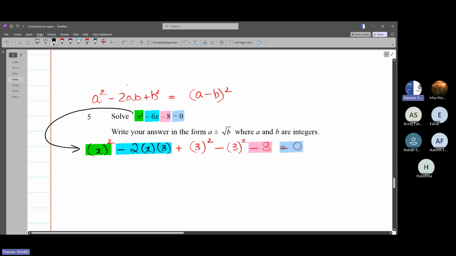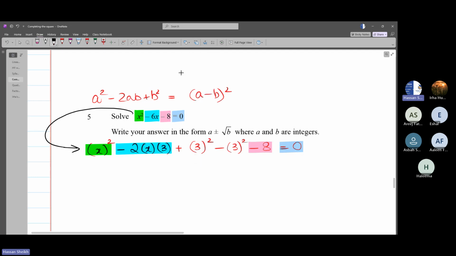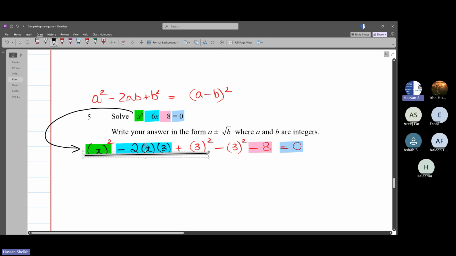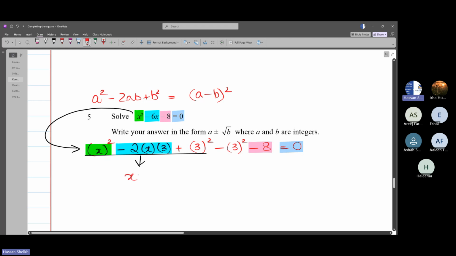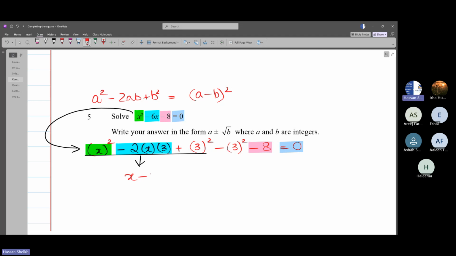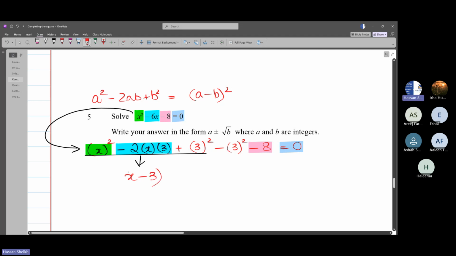But what's the reason behind why we do that? We do that to make a complete square. Do you think these black underlined expressions are the expansion of a minus b whole square? Yes. That can be written as a minus b whole square. A is x, b is what? 3. So a minus b whole square is x minus 3 whole square.